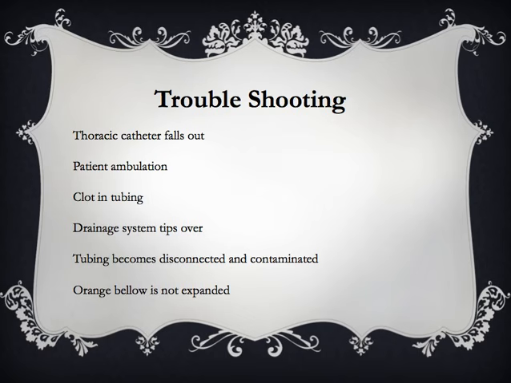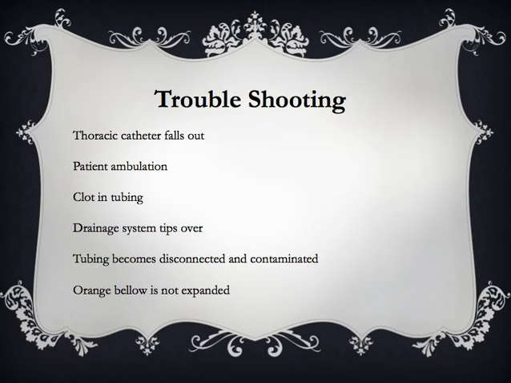Patients can ambulate with chest tubes in. They can be up and they can be mobile, but we want to make sure that they keep their chest tube drainage unit below the level of the chest. We're assessing that tubing draining from the patient to the chamber to make sure that it's patent.